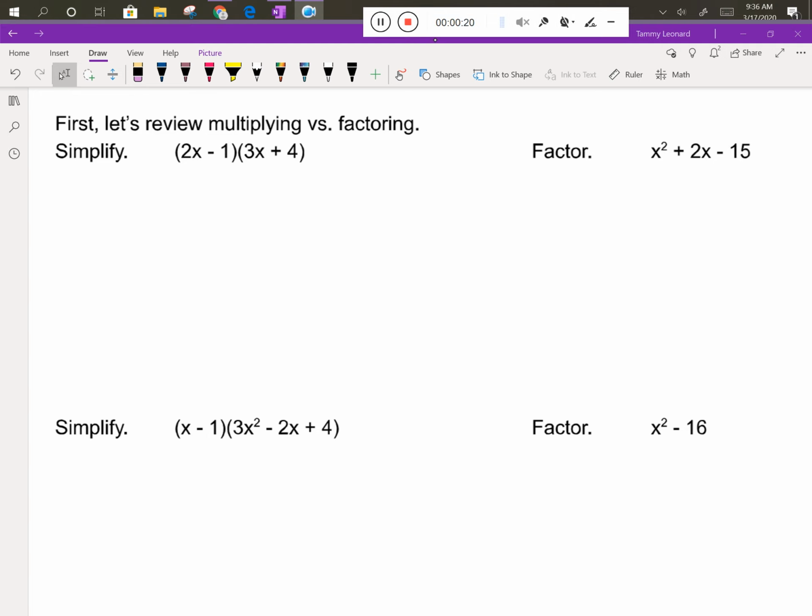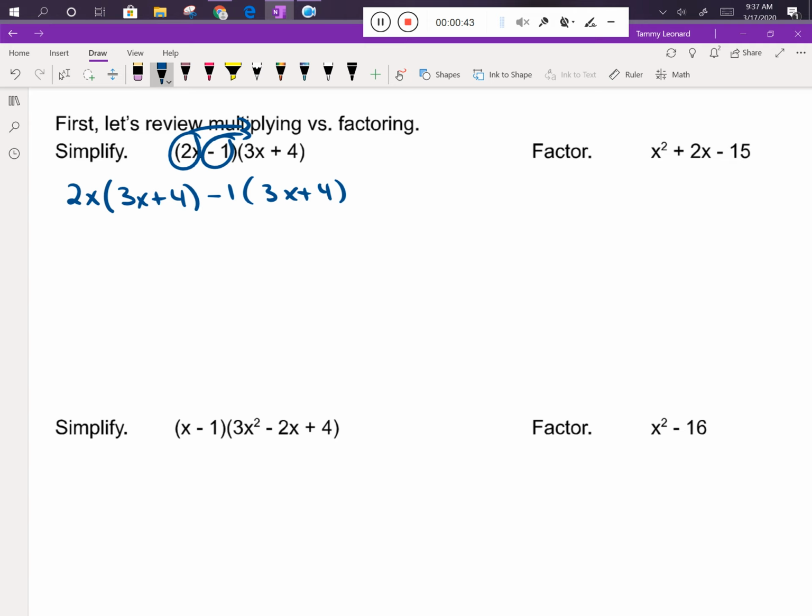Remember, this is what we call a double distribution. First, we're going to have to distribute 2x to 3x plus 4, and then we're going to have to distribute the negative 1 to the 3x plus 4. So the 2x is getting distributed, and then the negative 1 is getting distributed. So now we can do those two distributions.